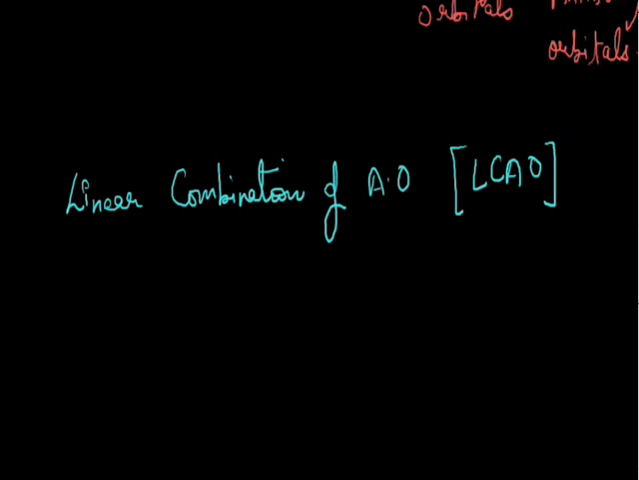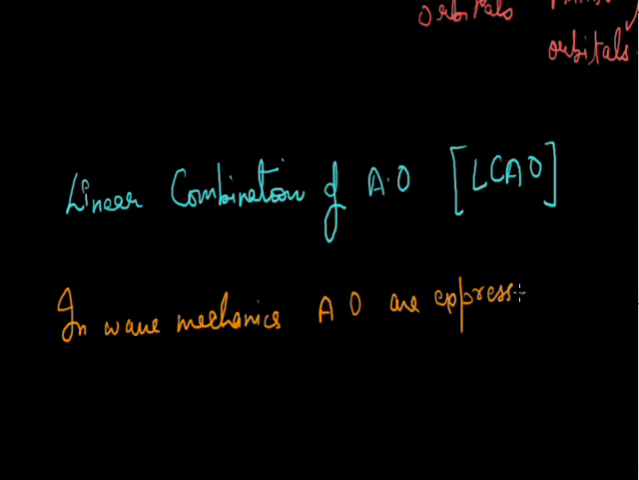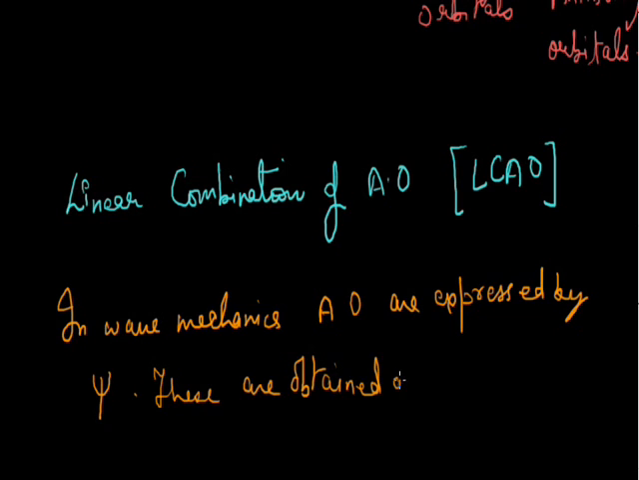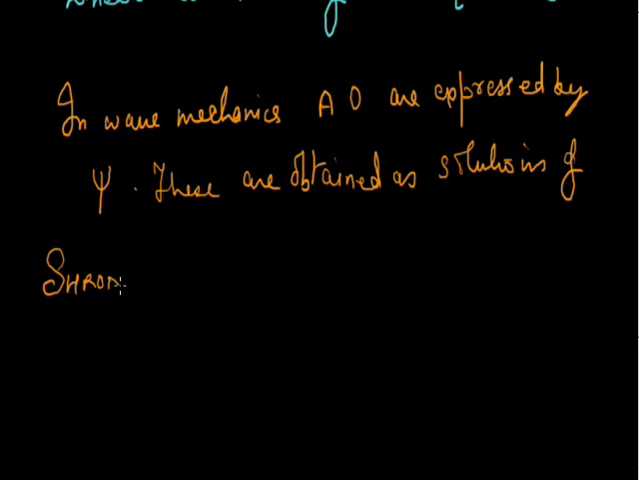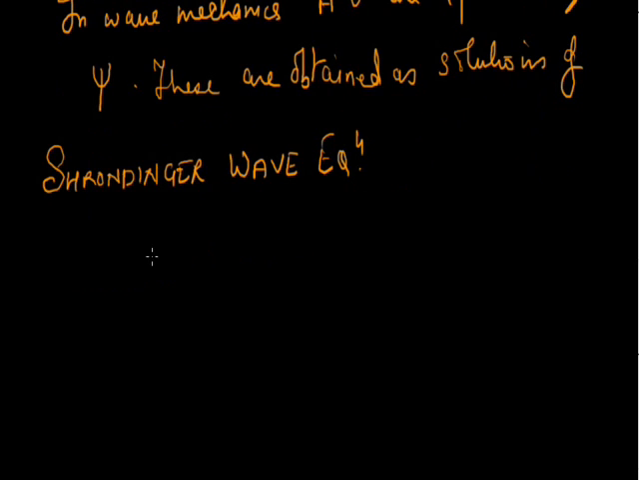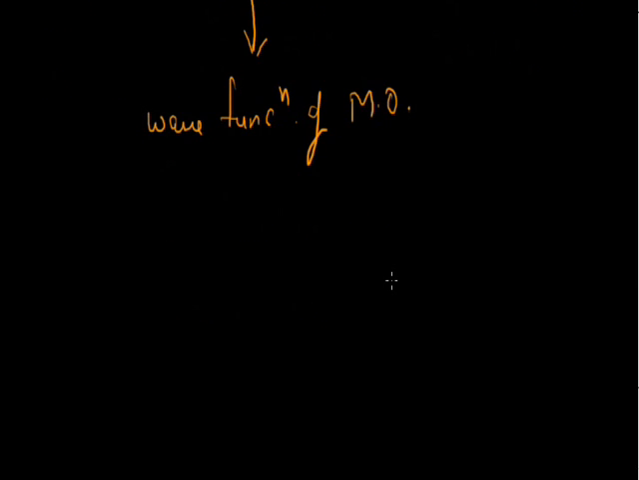LCAO. As we all know, in wave mechanics, atomic orbitals are expressed by the wave function psi. These are obtained as solutions of the Schrödinger wave equation. Just like this, the Schrödinger wave equation can be applied to obtain the wave function of molecular orbitals also. And how is it possible? Let us understand.